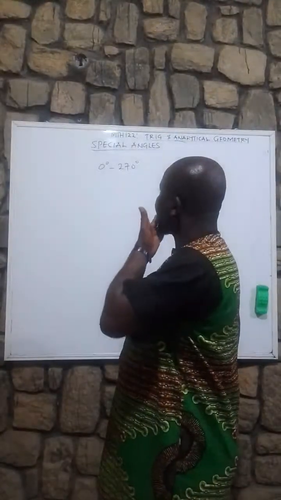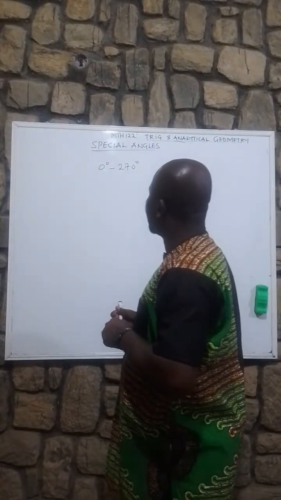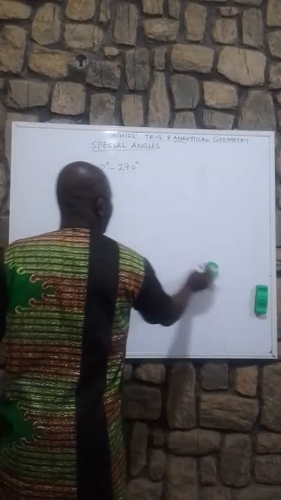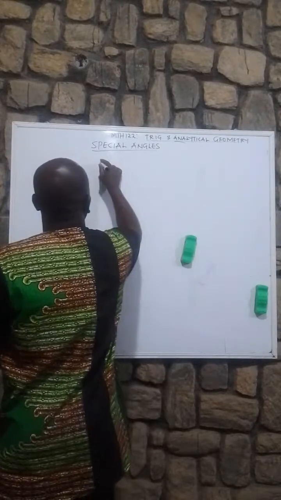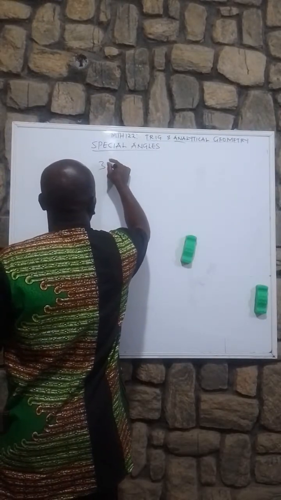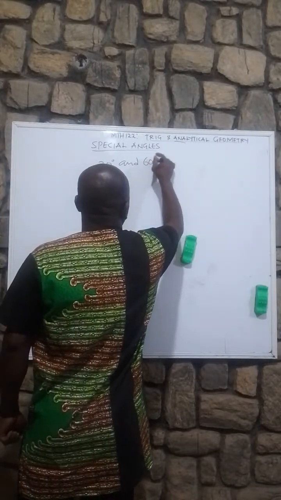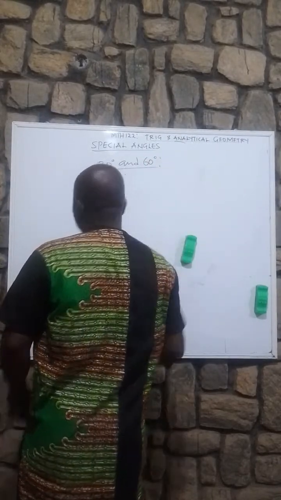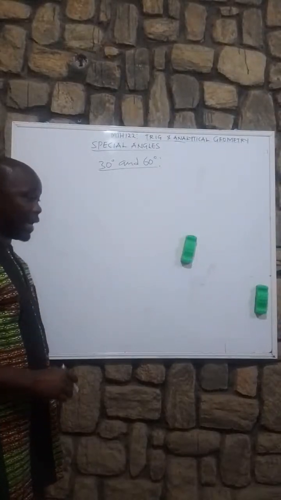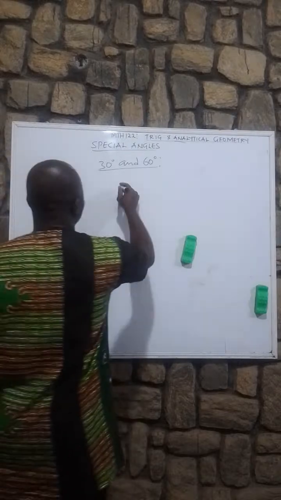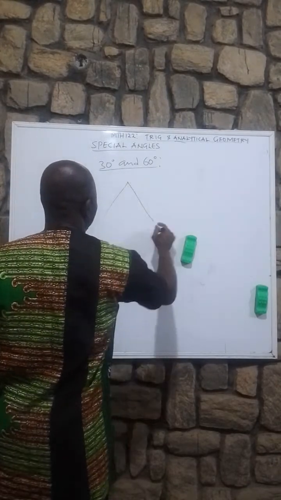So what we are going to consider is 30 degree and 60 degree. So let us have an equilateral triangle. Let's have it in this one.